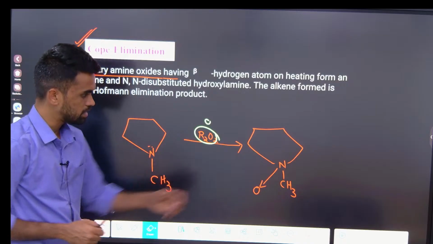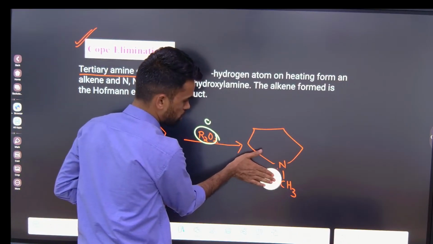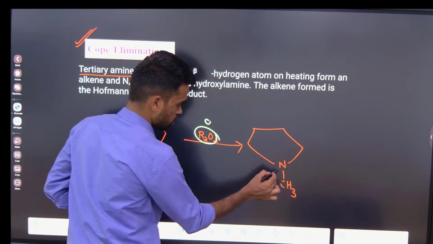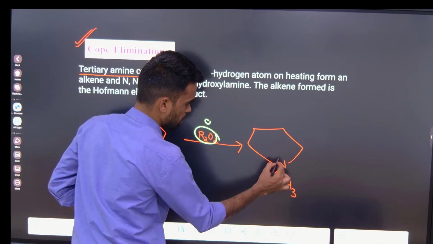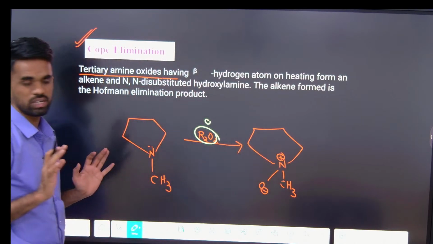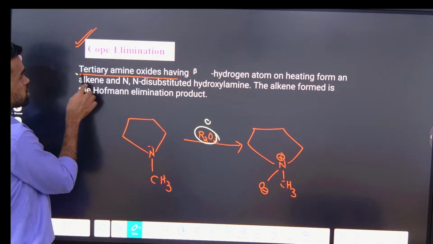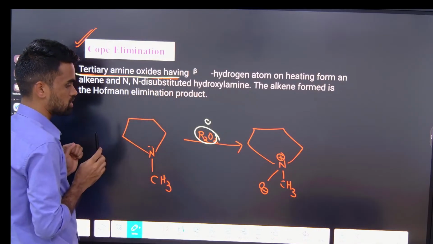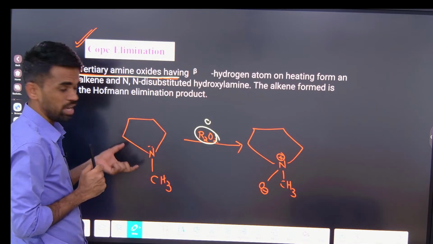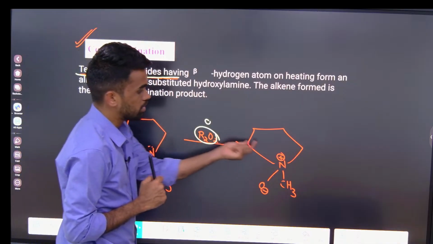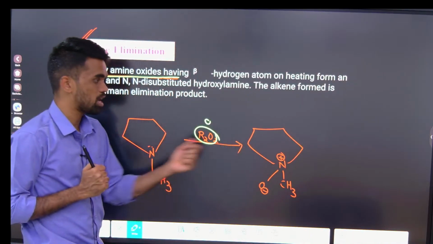So we can write this dative bond, or simply you can write it as O minus, N plus. This is also a proper way of indication. So you can say tertiary amine oxides. How are tertiary amine oxides formed? When you treat tertiary amines with peroxides, you are going to get your tertiary amine oxide.